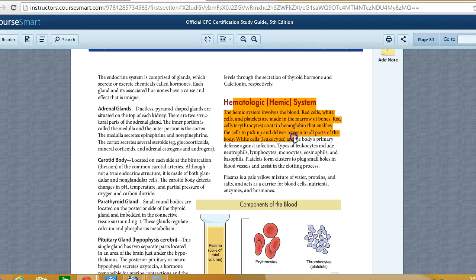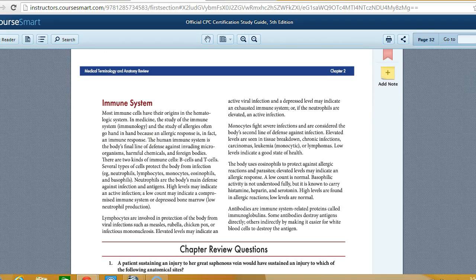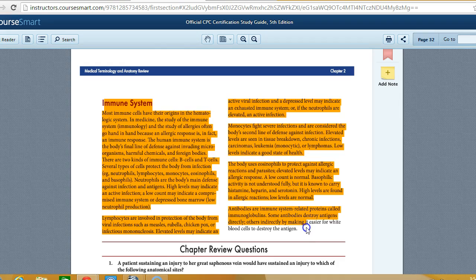Now, y'all, make sure you have a good idea of this hematologic system. We have white blood cells and red blood cells in the hematologic system. The red blood cells are erythrocytes, and the white blood cells are leukocytes. And then you have what are called platelets. Platelets help you in your clotting process so you don't bleed to death. Now you have your immune system. Make sure you know what the immune system does for you. So make very, very certain that you go back and read over this.